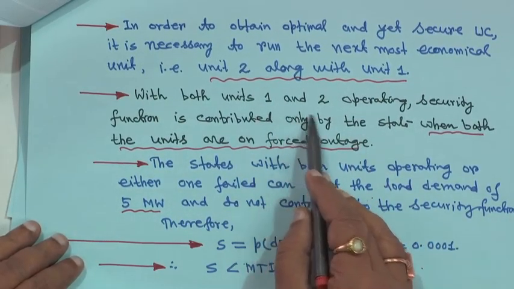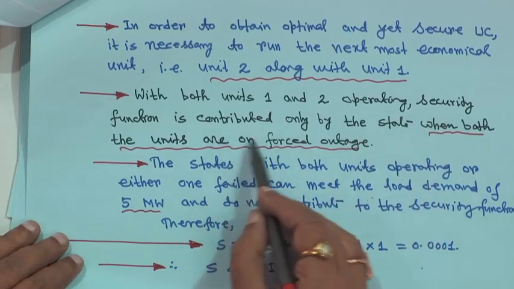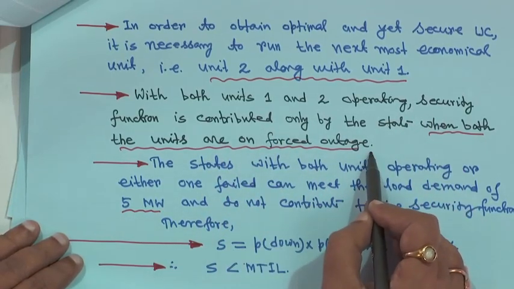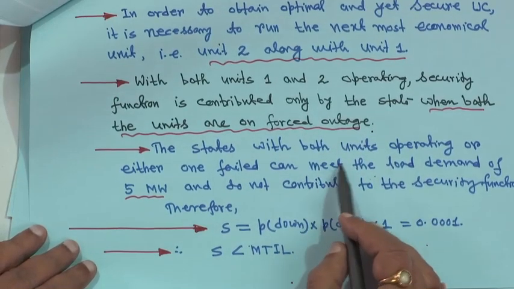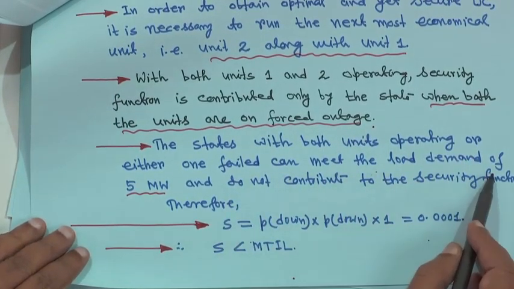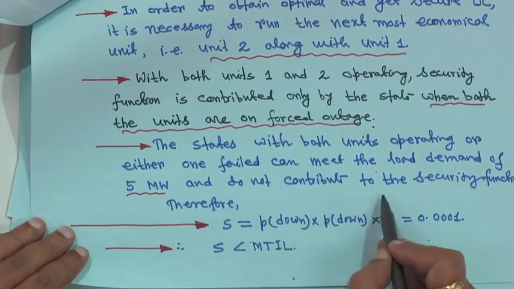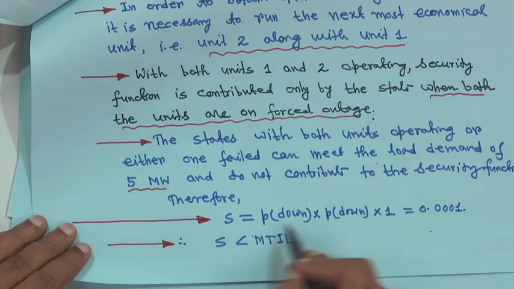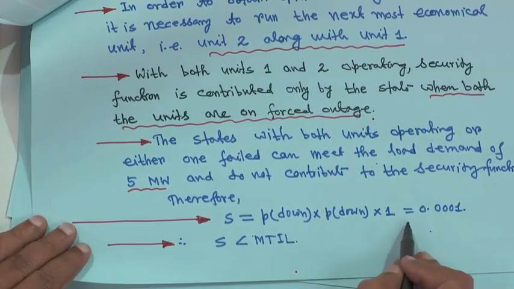Now, with both units 1 and 2 operating, the security function is contributed only by the state when both the units are on forced outage. So, in this case, the state with both units operating or either one failed can meet the load demand of 5 megawatt and does not contribute to the security function. Therefore, S can be taken as P down into 1, right.